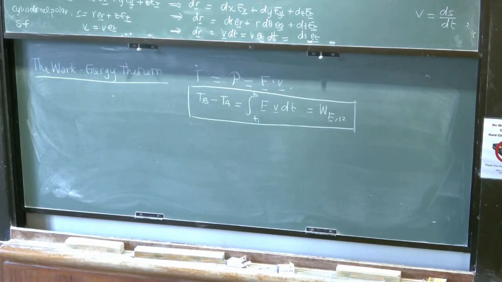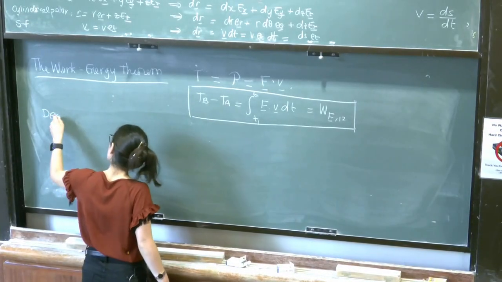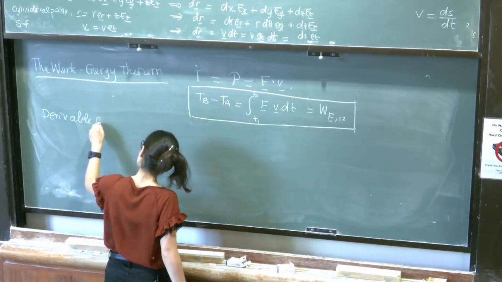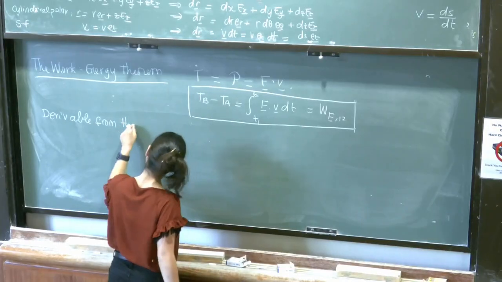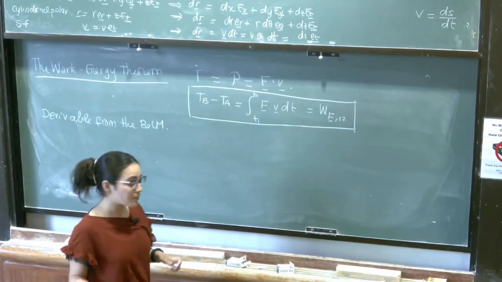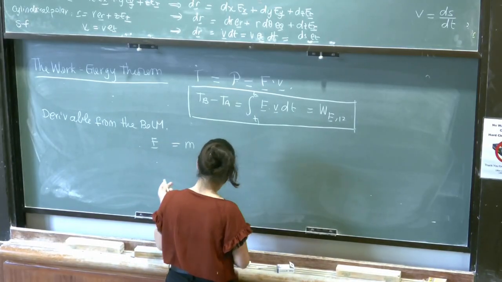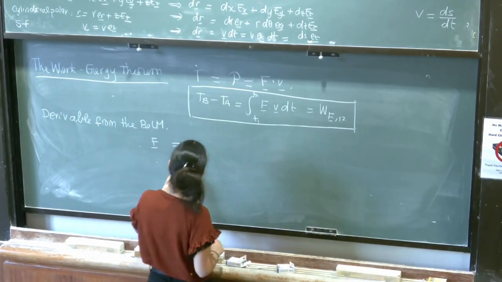And now this work energy theorem is not an independent law like the balance of linear momentum, which we cannot prove. The work energy theorem we can actually derive from the balance of linear momentum. So this is derivable. The derivation is quite simple. So I'll start with F equals ma.